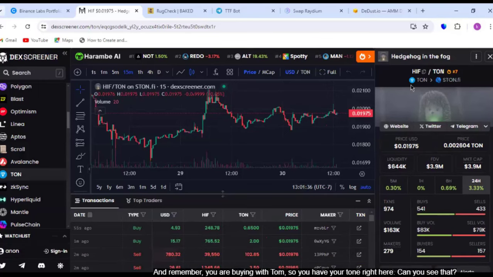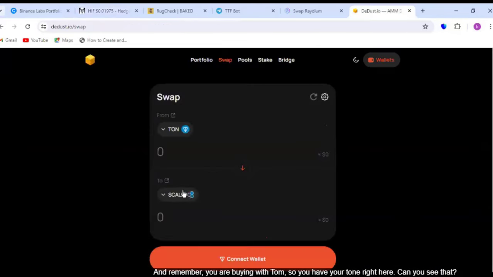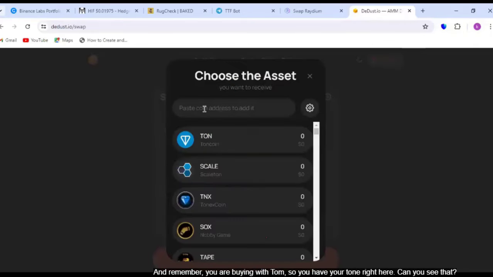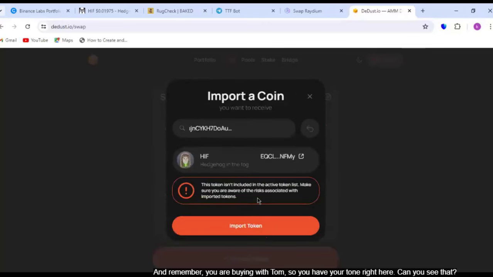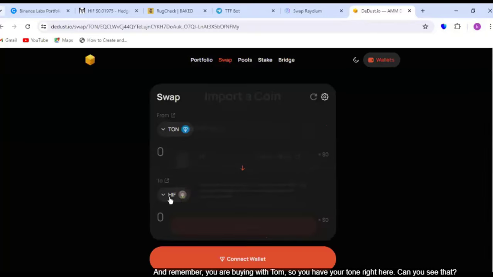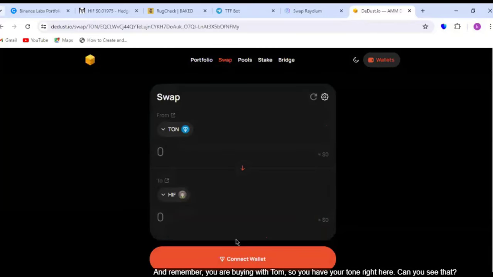So I can just copy out the contract address, come to the dex, and remember, you are buying with Ton. So you have your Ton right here. Can you see that? You are buying with Ton. You are not changing this. Then you come over here to scale, click on scale, paste the contract address, and okay, look at it. We have to add import token. So we have HIF, right? Now you can proceed to buy. Remember, by then you must have connected your wallet, right?